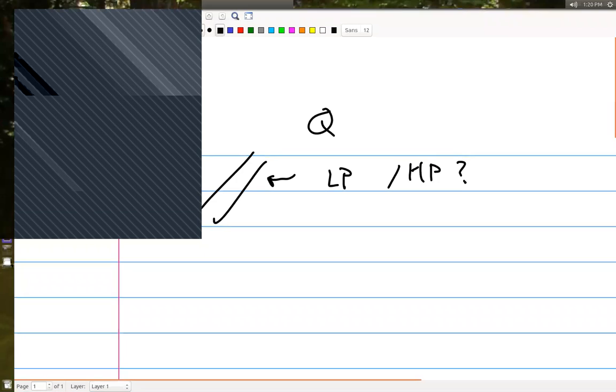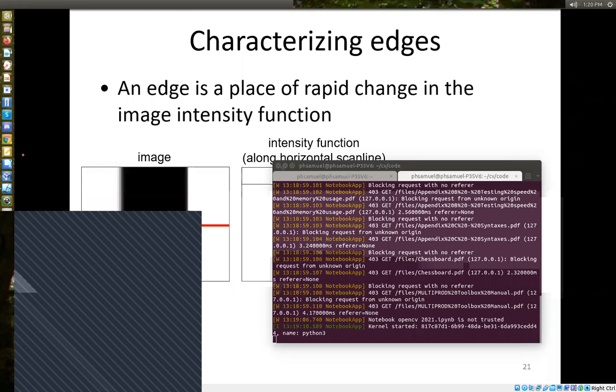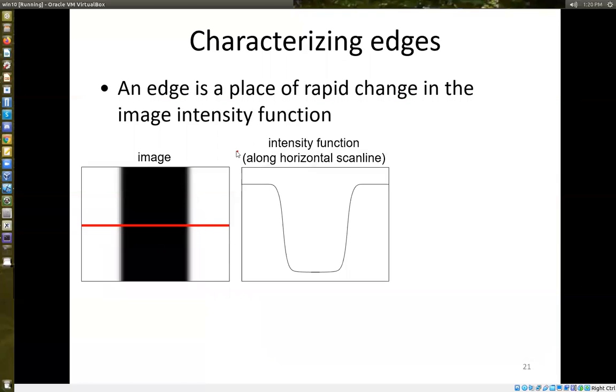So let me get back to the chart here. Okay, so what was another idea to do this, instead of high pass?